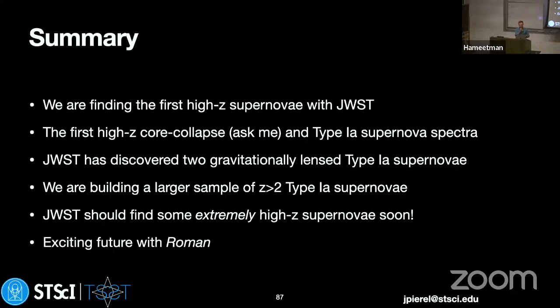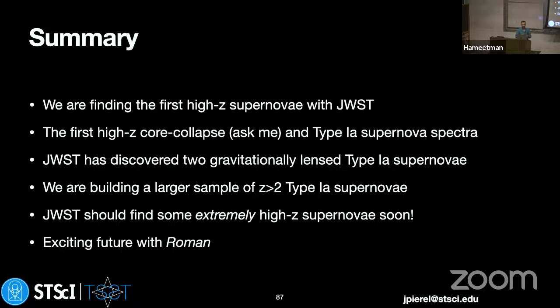There have been two cluster-lensed gravitational lens supernovae that happen to both be Type Ias that were detected by James Webb. Both are providing measurements of the Hubble constant, which will increase our sample of Hubble constant strong lens supernovae from 1 to 3. And we also have a program to expand that sample from 3 to 6.